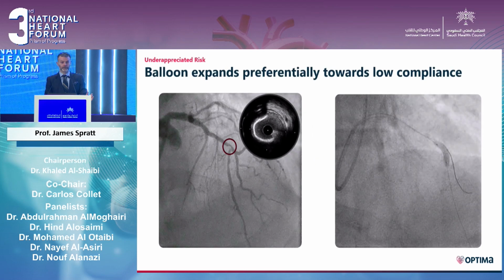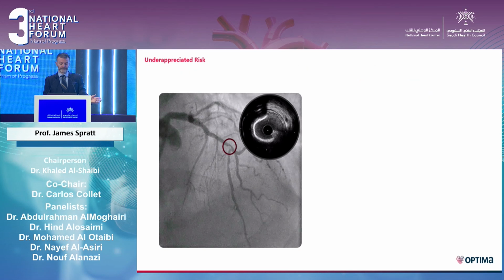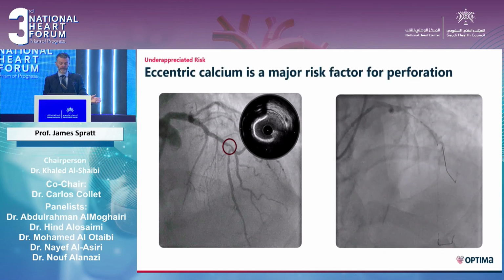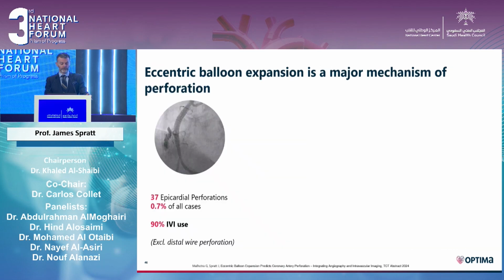Let's find out. Now again, I would say this is probably one of the most important learning points. If you look at the balloon on the right, you can see that the wire is hugging the lesion. So the wire is no longer centered. So the balloon is expanding away from the calcium. And actually the diagonal here makes things worse because it expands a lot away from the calcium. And what happens here? Another bad outcome. So eccentric calcium is a risk factor for perforation.